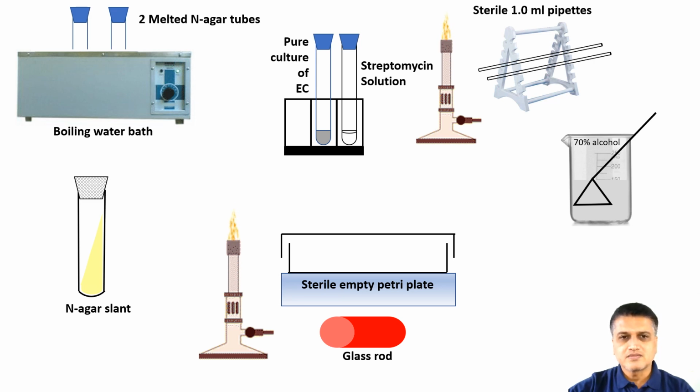Bunsen burners. For this experiment, we need two 10 ml sterile melted nutrient agar tubes kept in boiling water bath, actively growing streptomycin sensitive culture of Escherichia coli, streptomycin solution, two sterile 1 ml pipettes, one empty sterile Petri plate, 70% alcohol, glass spreader, glass rod and a nutrient agar slant.